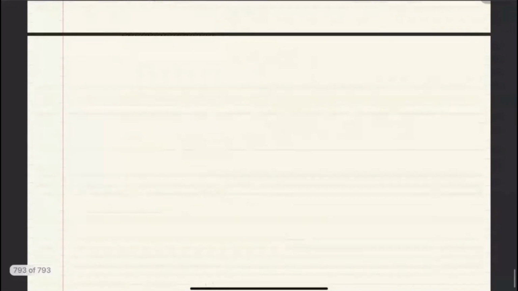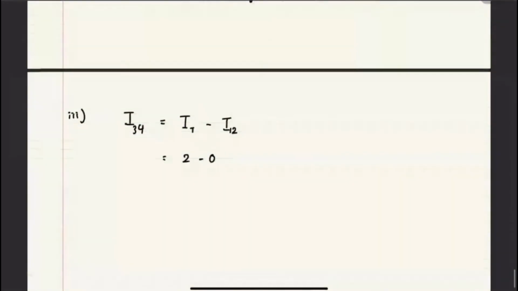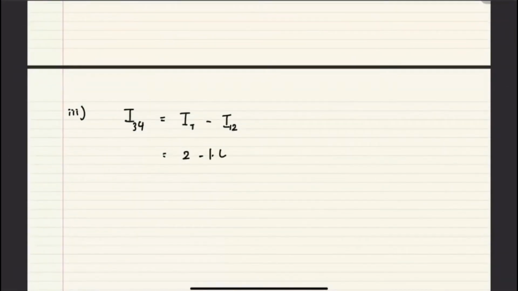Faham, Syah? Okay, so yang tiga tu, if you want to write calculation, I4 sama dengan I yang masuk tu minus dengan I pergi sana, which is 2 minus 1.4. So you get 0.6 ampere. Okay, this is actually I3 equals to I4, tapi kita nak pakai I4 tu saja.